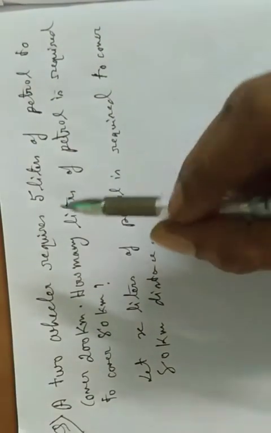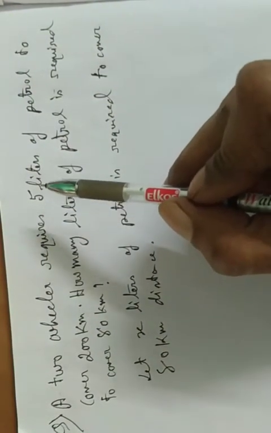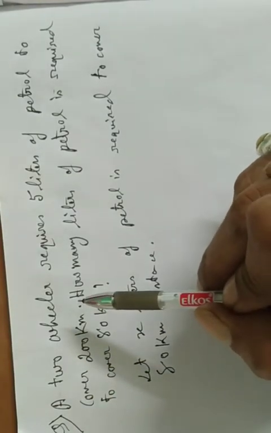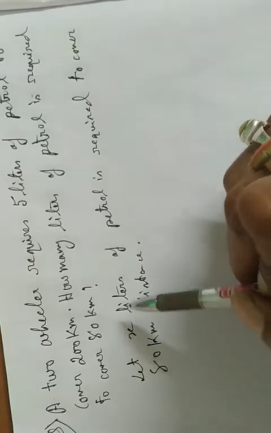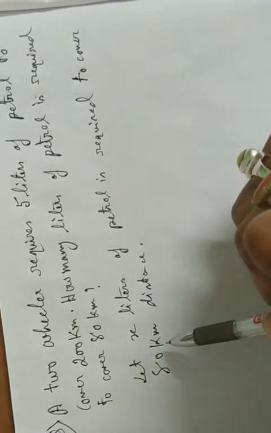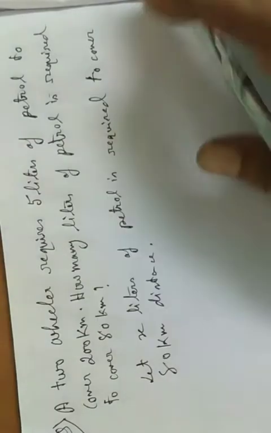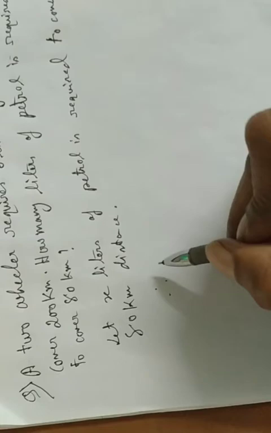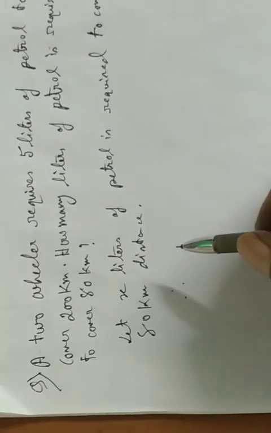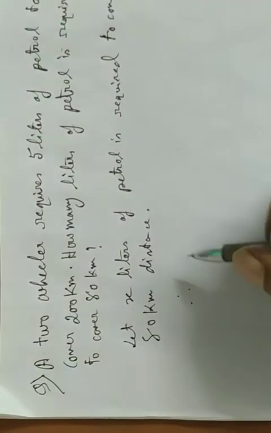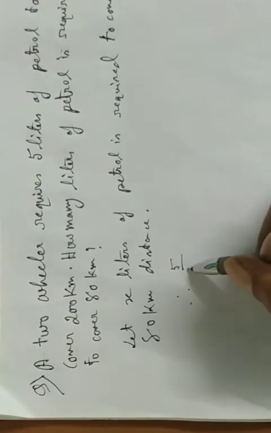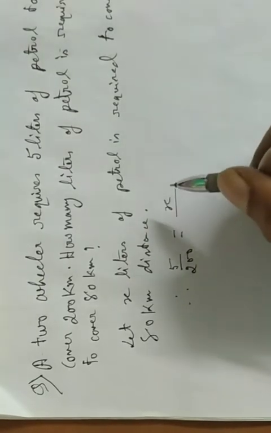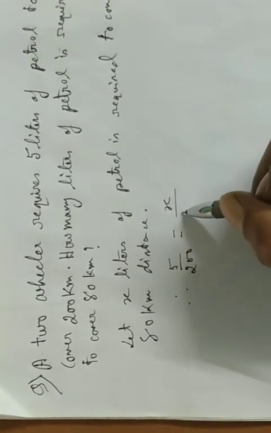Now, what is given in the question? Information given in the question is 5 liters of petrol is required to cover 200 kilometers. And we assume that X liters of petrol is required to cover 80 kilometer distance. Okay. So we can make it like this. Therefore, the ratio is 5 liters by 200, which is equal to what we assumed, X liters by 80 kilometers.